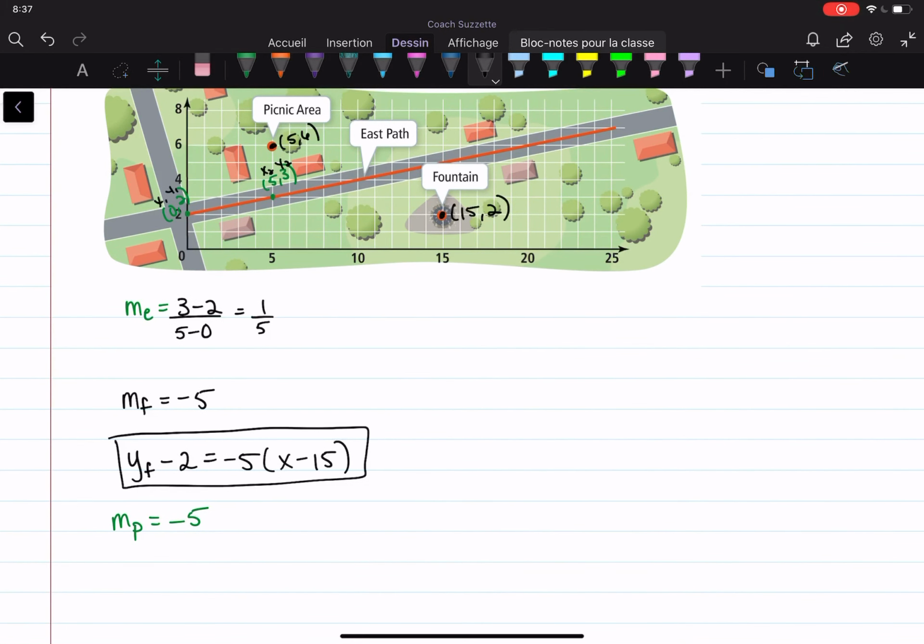So here we go. Let's say for the picnic path, y minus y sub 1 would be y minus 6 is equal to -5 times x minus 5, and we're done.